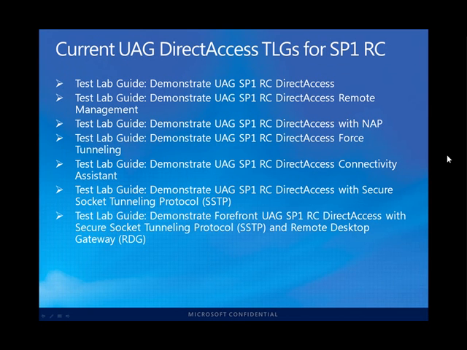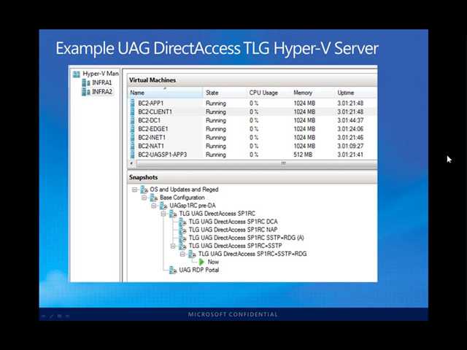And these are the current test lab guides for UAG Service Pack 1. This is an example of my Hyper-V server, and you can see how the snapshots are saved here.